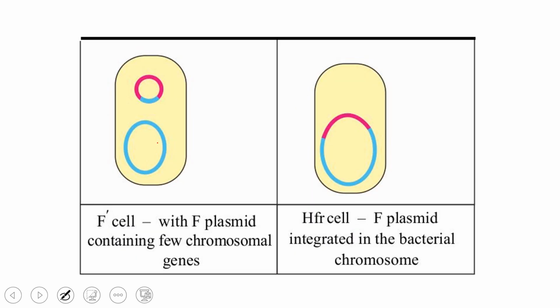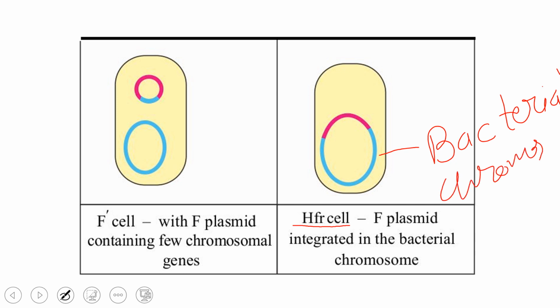The next type of bacteria is called HFR, high frequency recombinant cells. Here in the HFR, these are the bacterial chromosomes, and this red part is the F plasmid. In some bacteria, the F plasmid gets integrated into the bacterial chromosome, and this bacteria is called HFR, high frequency recombinant cells.